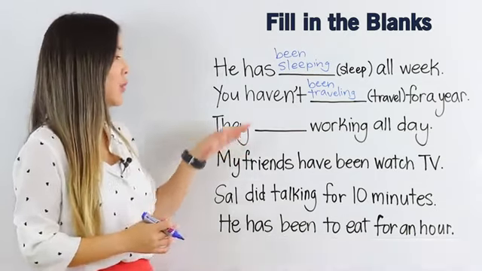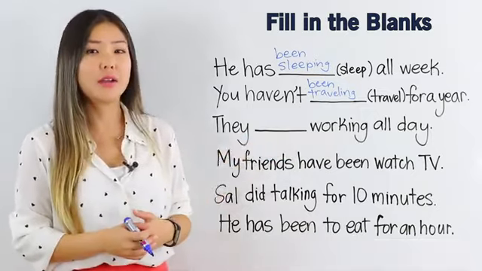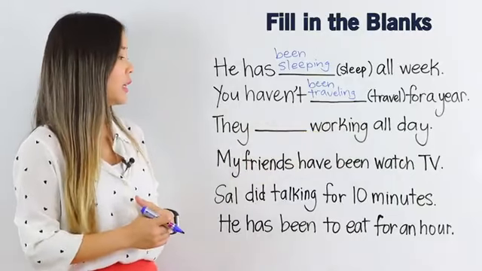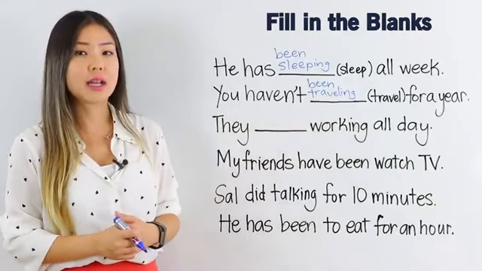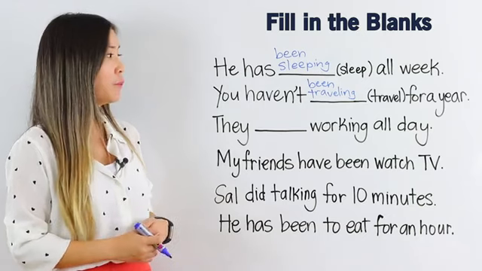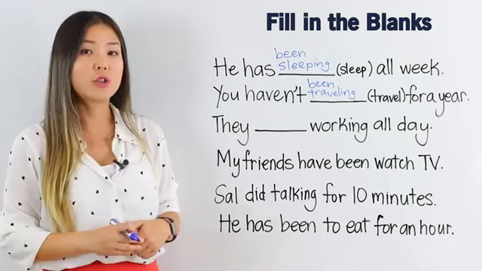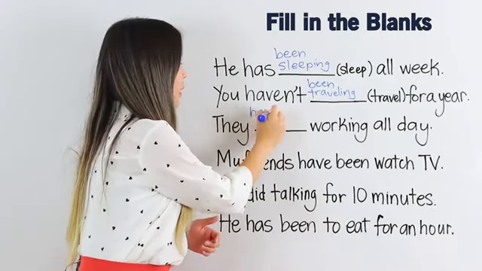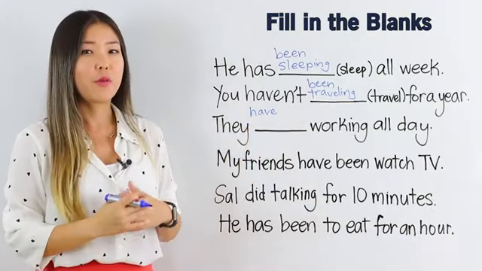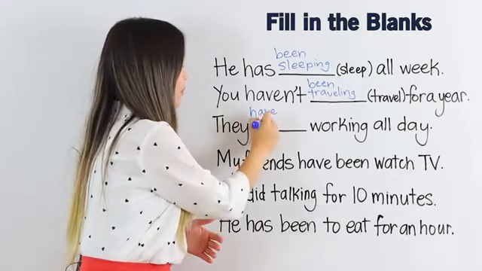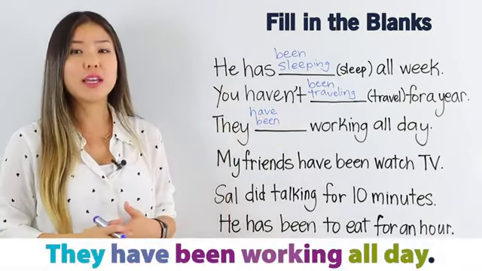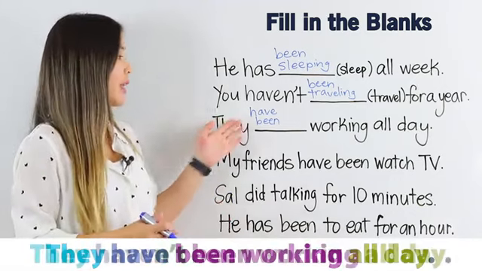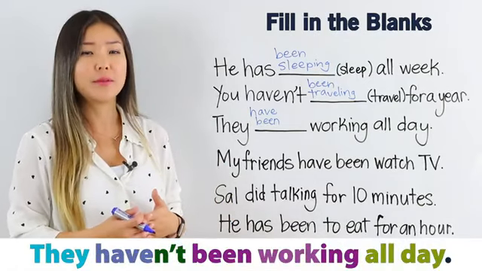Next, it says they blank working all day. So the verb ing has already been provided for you. Now, take a look at the subject. The subject is they. Should we use have or should we use has? The correct answer is have. Then what do you put? Remember, we put been. They have been working all day. Now, if you want to make this negative, you can say they haven't been working all day.